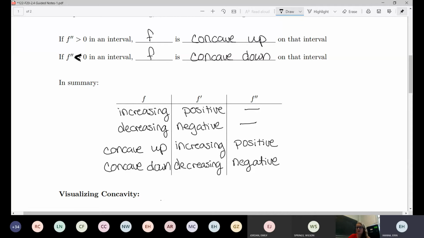So I'll give you a few seconds to get that down. Again, highly important. Highly suggest committing that to memory, or at least being able to know how to write it out. Because there are so many things that we're going to have to pull relationships between different sets of these.